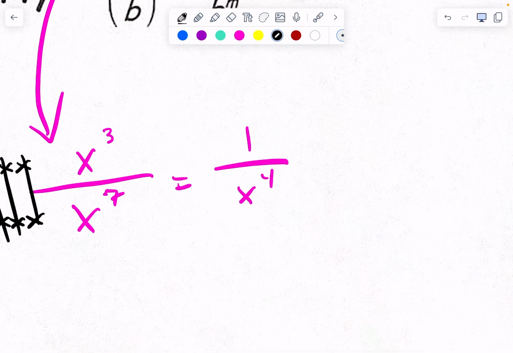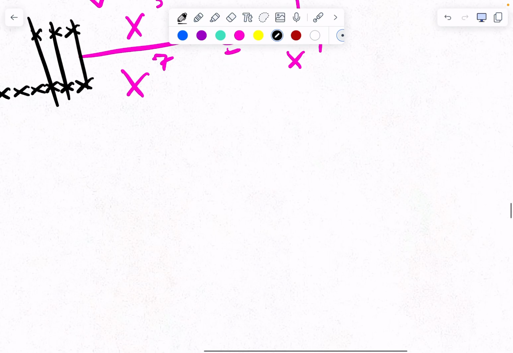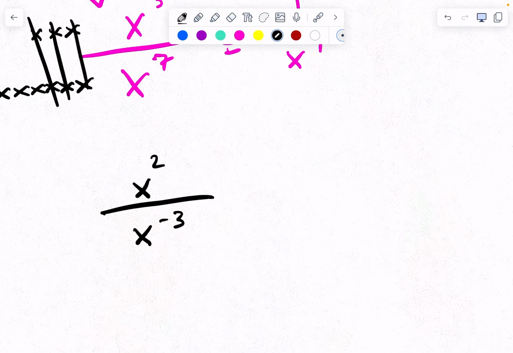I have to have a 1 on the top if there's nothing on the top, right? Do you have to have a 1 on the bottom if there's nothing on the bottom? No. Okay, let's do something that's a little bit harder. Let's say I have x squared over x to the minus 3rd. How do I do that?